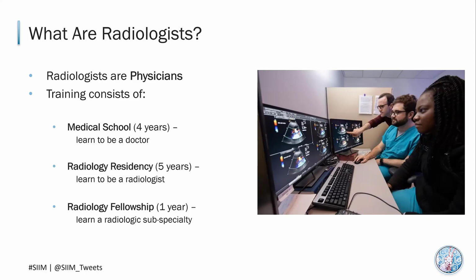So what are radiologists? First and foremost, radiologists are physicians. And our training consists of 4 years of medical school where we learn to be a doctor. We then go on to radiology residency, which takes 5 years. You learn to be a radiologist during that time. And then most radiologists will go on to do a radiology fellowship, which is 1 year long. And that's where you learn a subspecialty of radiology.